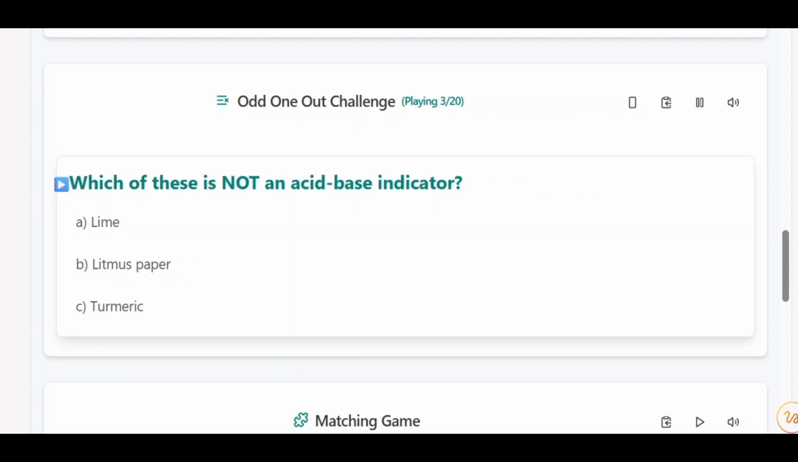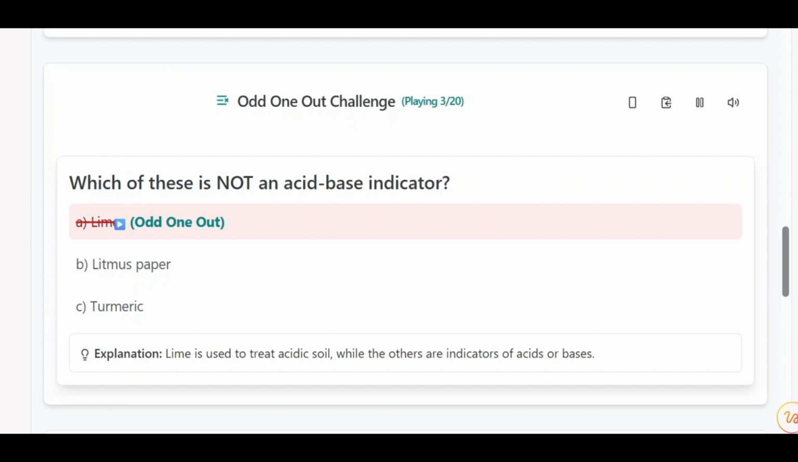Which of these is not an acid-base indicator? Lime. Litmus paper. Turmeric. The odd one out is lime, because lime is used to treat acidic soil, while the others are indicators of acids or bases.